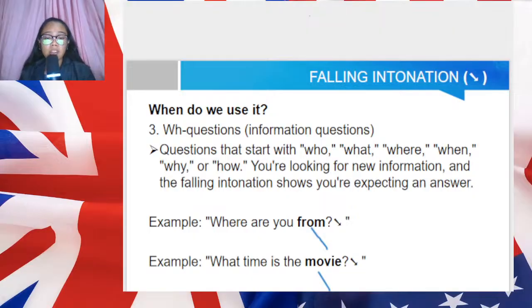Okay. To summarize our discussion on the falling intonation, we use it for definitive statements of fact, for clear and direct communication or commands, and of course, WH questions where we are explicitly seeking new information. In all these cases, the falling pitch gives a sense of completeness. Okay, all right. So that's on the WH questions.